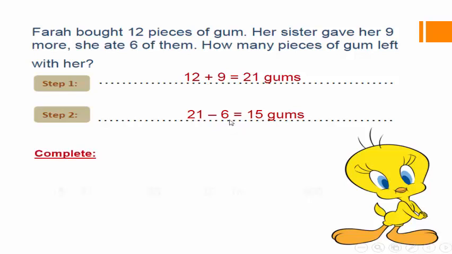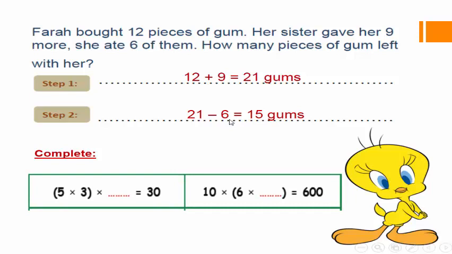Complete. If we have 5 times 3 times what equals 30? 5 times 3, you know that equals 15. 15 plus 15 equals 30. So 15 times 2, if we add 15 two times, gives me 30. So 15 times 2. Next, 10 times 6 times what equals 600? Here we have 10, because 6 times 10 equals 60. 60 times 10 equals 600.